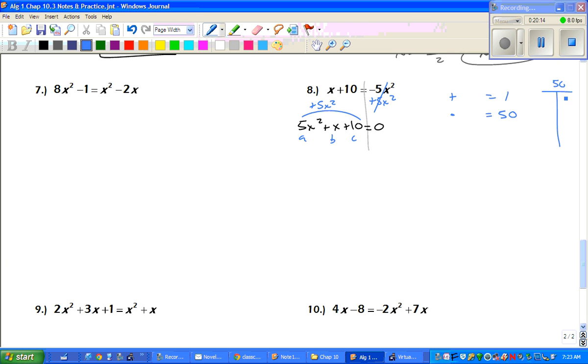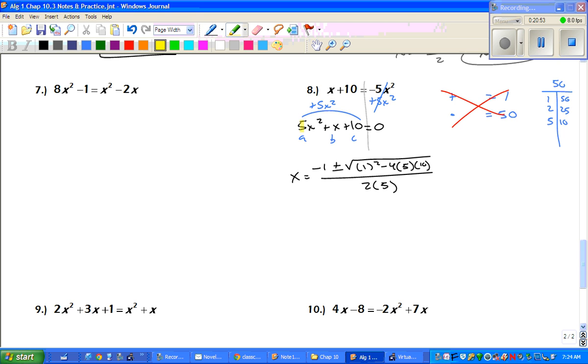And if you don't know all the factors of 50, you can write them down right here to see. 3 no, 4 no, 5, and 10. So are any of those going to work? Nope. So now we're going to do the quadratic formula. So remember, x equals the opposite of b plus or minus the square root of b squared minus 4ac all over 2a. Let's actually make that look like a 10.